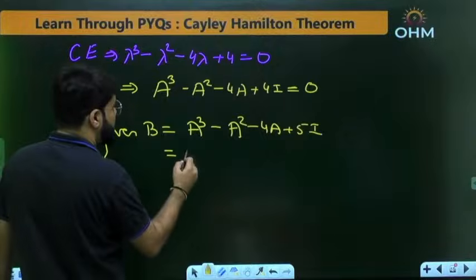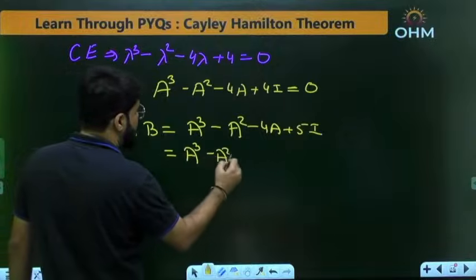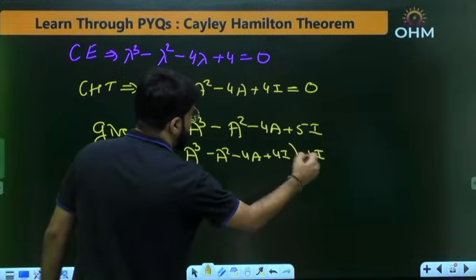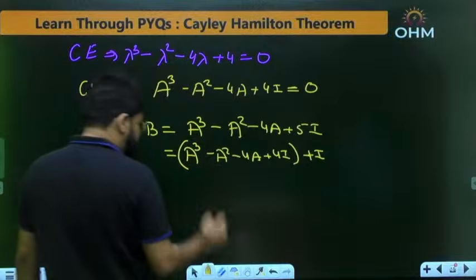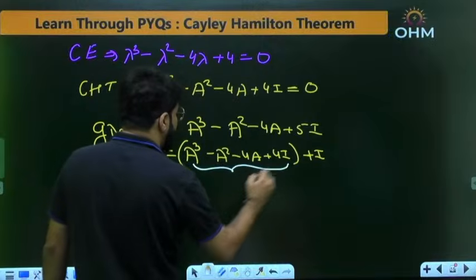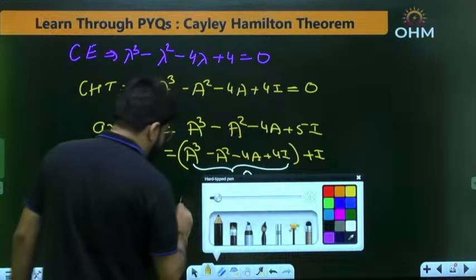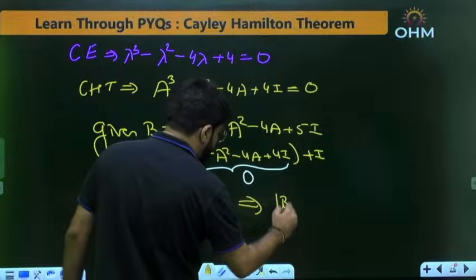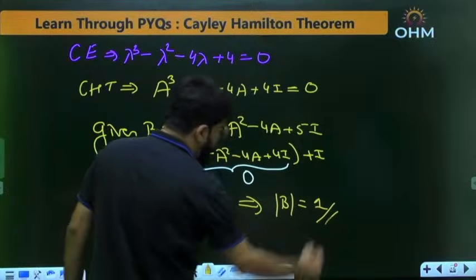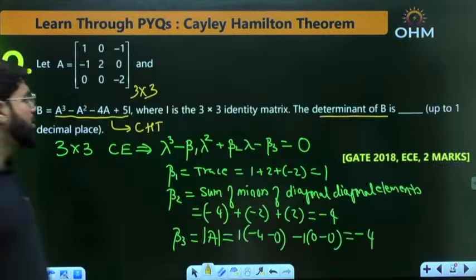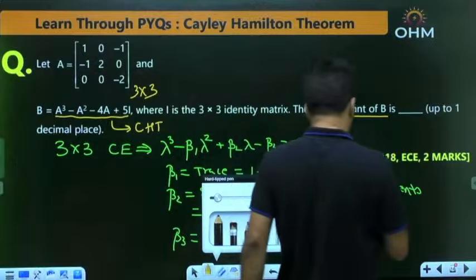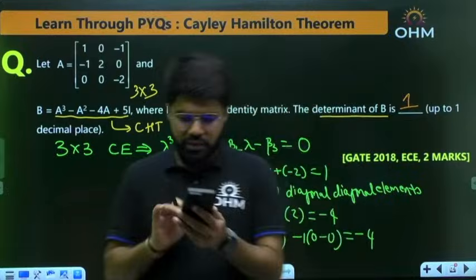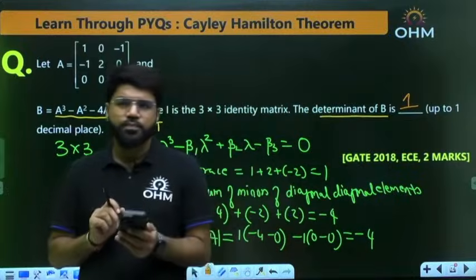So this is how much? You can split this: A cube minus A square minus 4A plus 4I plus I. The 5I can be written as 4I plus I, because this much of the result as per Cayley Hamilton is 0. So what is the matrix B? Matrix B is simply identity. So what is the determinant of B? 1. Determinant of identity matrix is 1. Finished. The answer to the question is 1. Any doubts, please let me know.